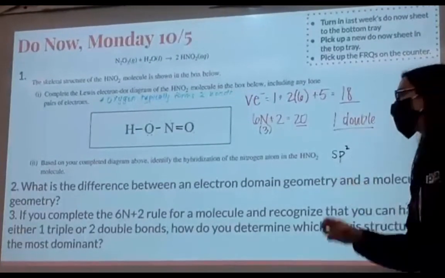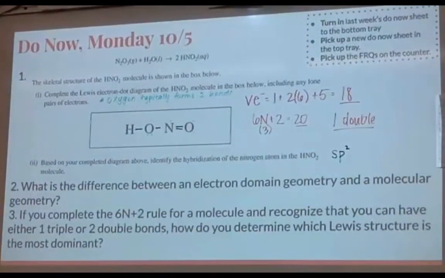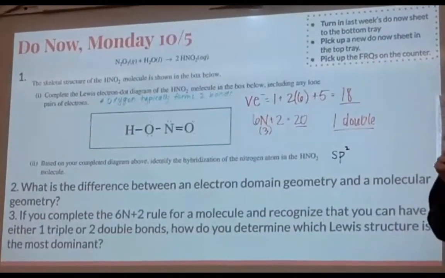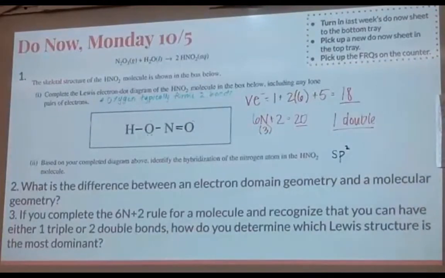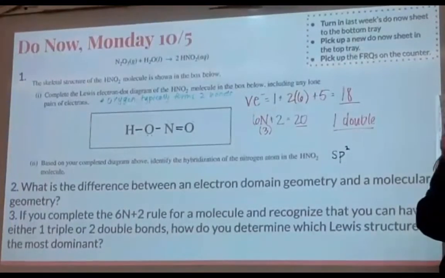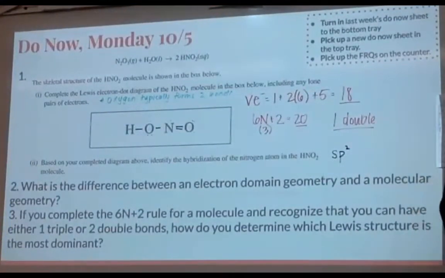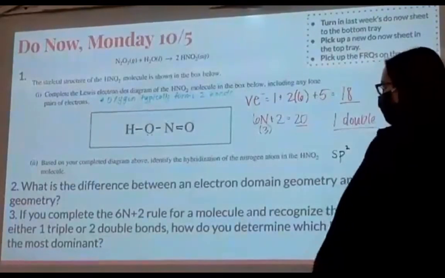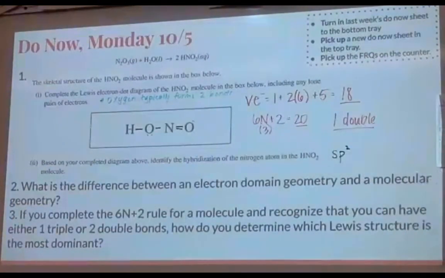So sp2 is when you have 3 areas of electrons. So you have sp, sp2, sp3, and then you're out of p and you have to go into the d. So then you have sp3d, sp3d2. That's as far as you can go. So it goes from 2 areas of electrons up to 6. We'll look at hybridization a little bit more later.